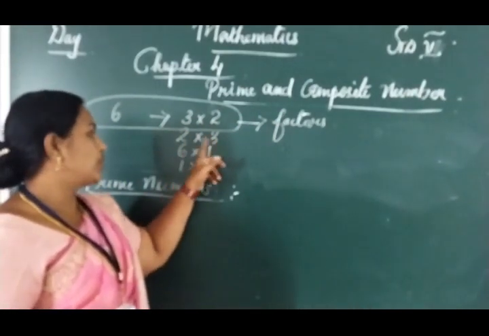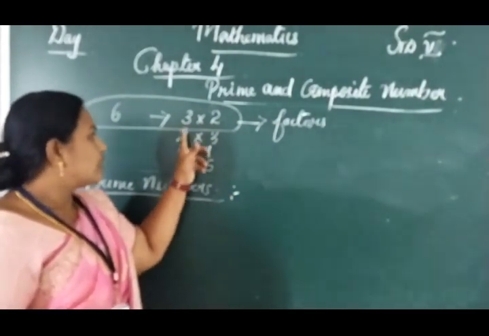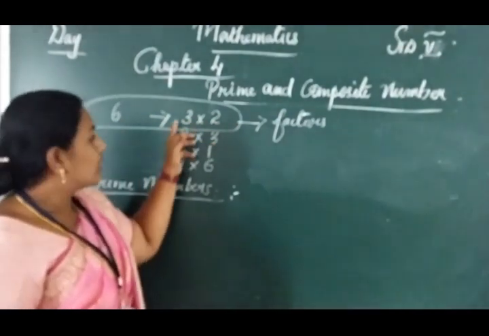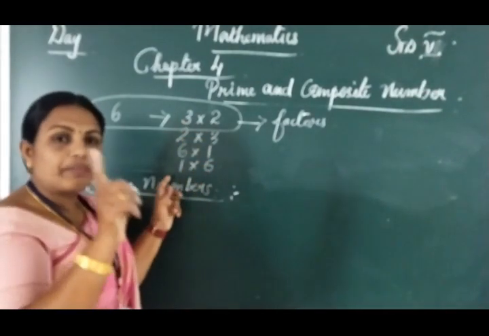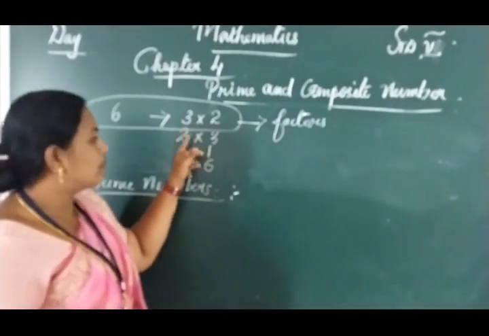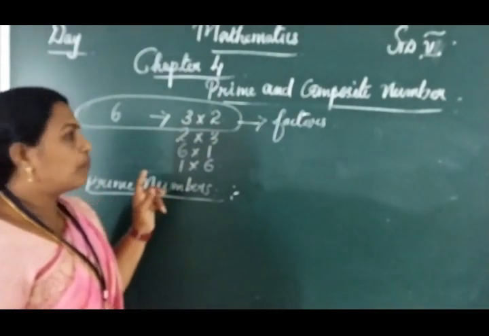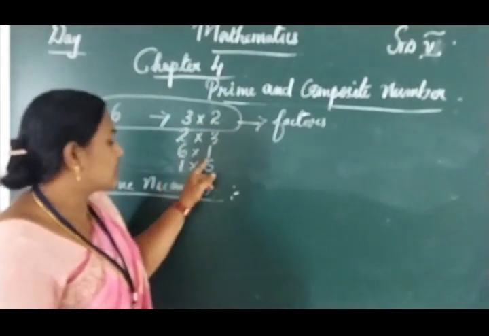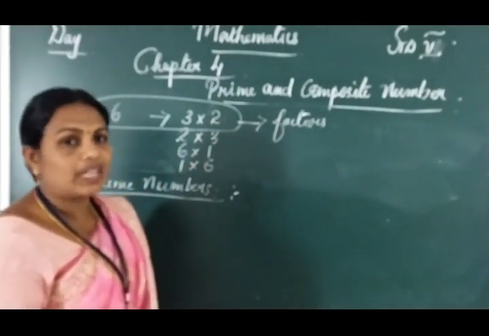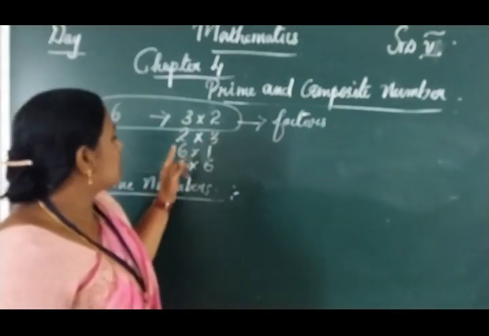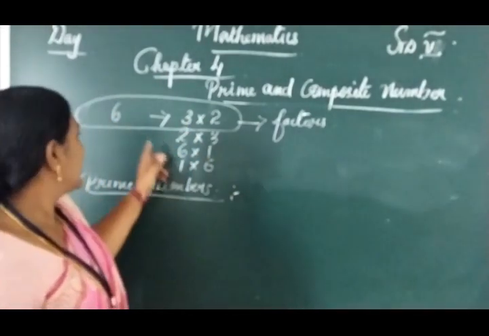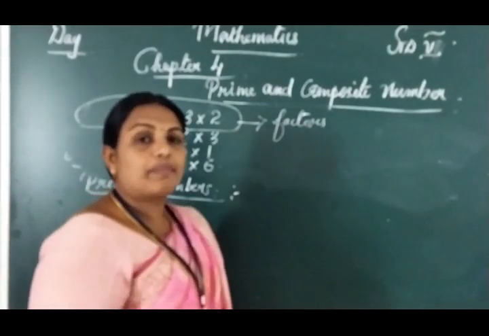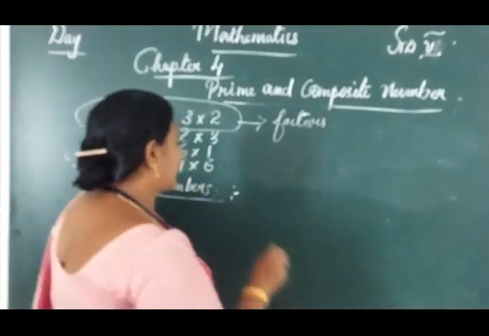1, 2, 3, 2 times 3. So what are the factors of 6? 3 and 2. Then another factor, 6 and 1. Okay, 1, 2, 3, 6. Now the factors, and 6 is the product.